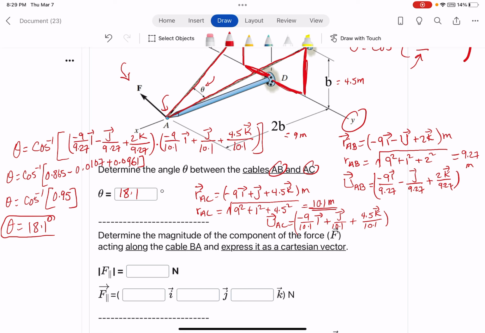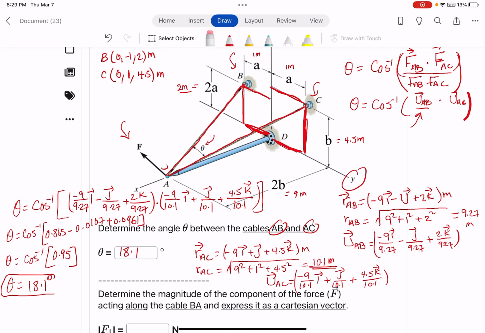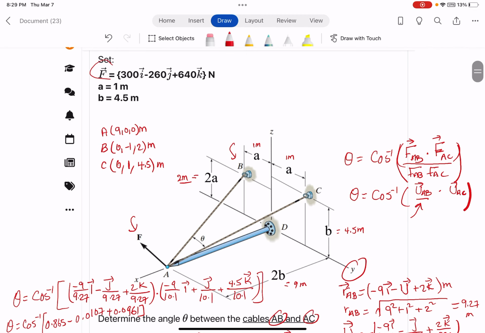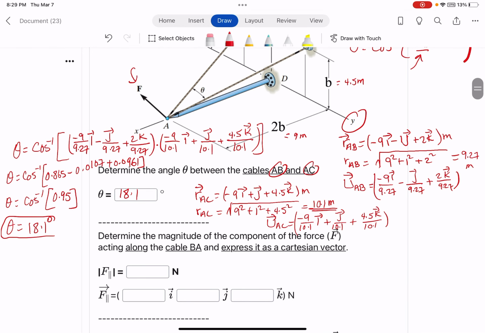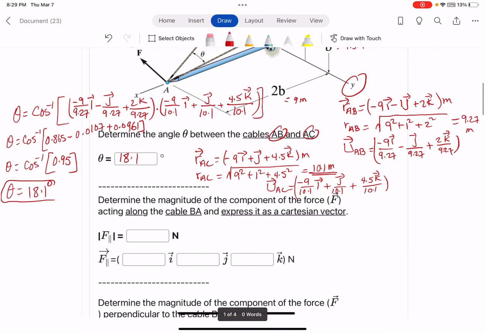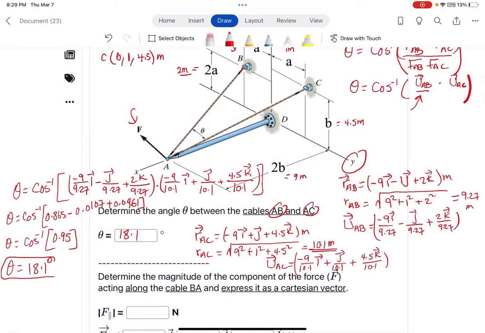The next one is to find out the force, determine the magnitude of the component of the force, this force, acting along the cable BA. So let's just erase this to see the forces that he's looking at. Okay, now we have a force here, which is given here 300I, 260J plus 640K, and he wants to find the force parallel to the cable BA. So you need to find out the projection of this force parallel to this cable AB.